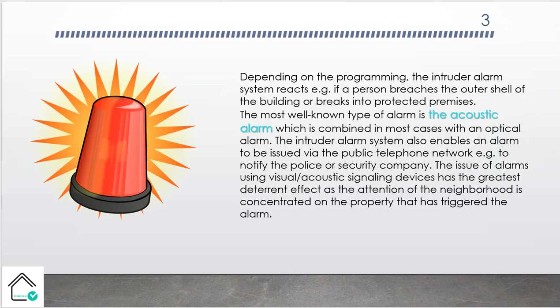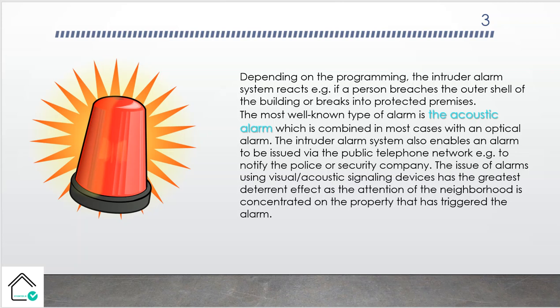Depending on the programming, the intruder alarm system reacts. For example, if a person breaches the outer shell of the building or breaks into the protected premises, the most well-known type of alarm is the acoustic alarm, which is combined in most cases with the optical alarm. Okay, we want to hear some high decibel noise. The intruder alarm system also enables an alarm to be issued via the public telephone network. Okay, in the past it was the telephone network, nowadays it is more an SMS or email notification, for example, to notify the police or security company.